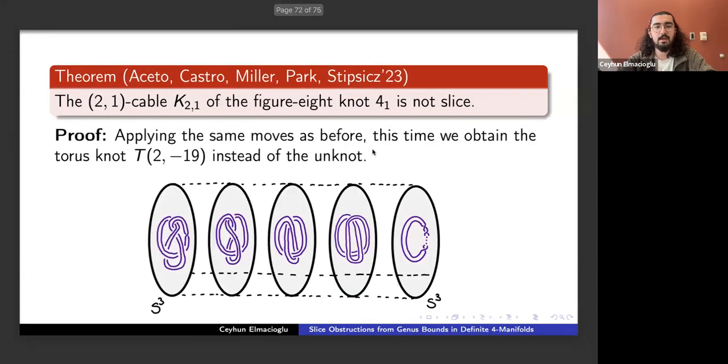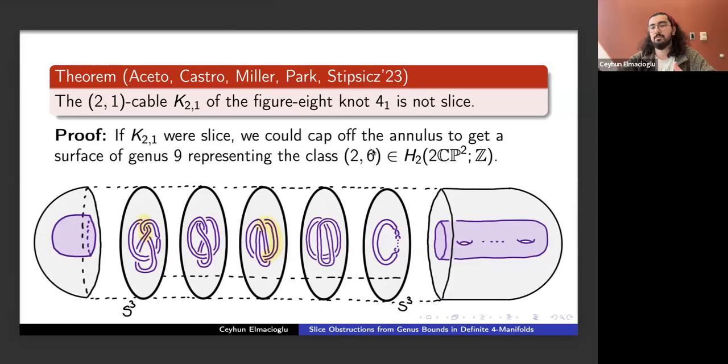When you have the 2-1 cable, it looks a lot like the knot you just started with. And it turns out if we blow up at the same places we blew up before, and do all the isotopies the same way, the knot we get at the end, because we're introducing a bunch of negative twists here, is not the unknot, but the 2-19 torus knot, which has slice genus 9.